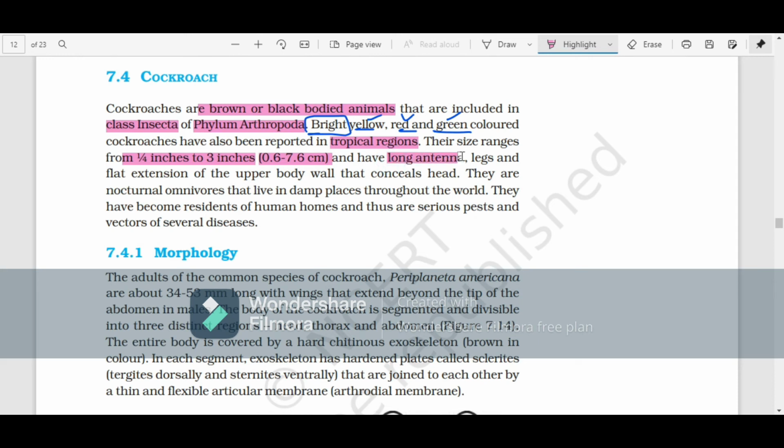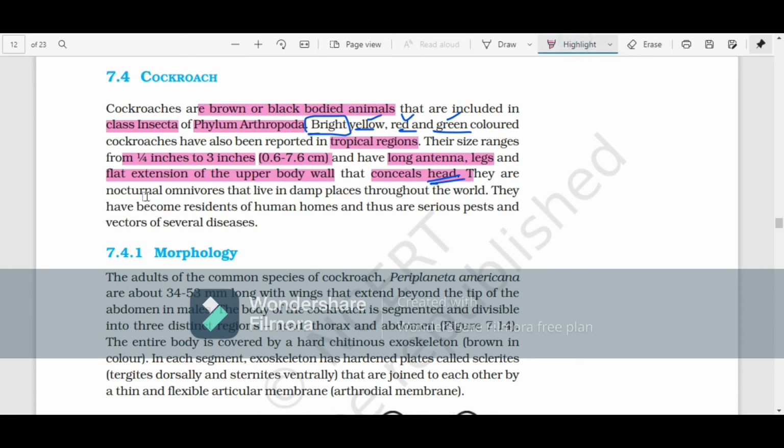They have really long antennae, legs, and flat extensions of the upper body wall that conceal the head. They'll ask you whether it conceals the thorax or the abdomen. It will conceal the head. So the upper body wall will extend and cover the head region.